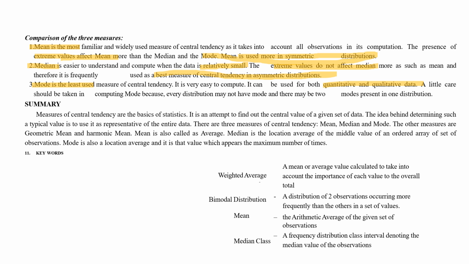So the summary is: measures of central tendency are the basis of statistics. Finding the central value of the given set of data is the main motive. There are three measures of central tendency: mean, median and mode. The other measures are geometric mean and harmonic mean. Mean is also called average. Median is the location average, the middle value of the ordered array of a set of observations. Mode is also a location average, but it is the value with the higher frequency that we need to select.